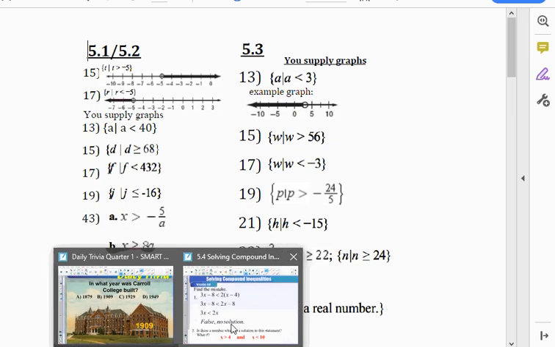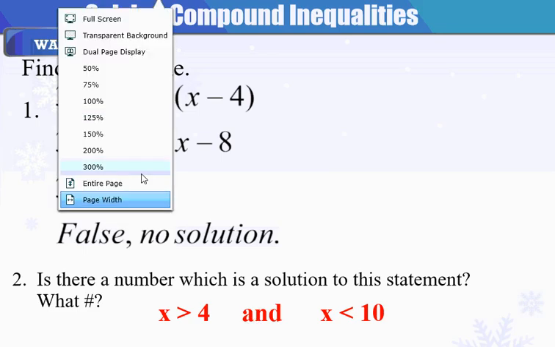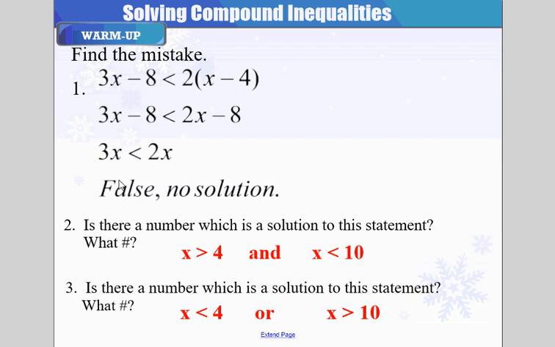Otherwise, I would like you to try these warm-up questions at the bottom of your homework. So question number 1, find the mistake in the solving of this inequality. It's a common mistake I see, so I'm trying to avoid it by showing you the mistake ahead of time. And then 2 and 3 are a preview of what we're working on today.